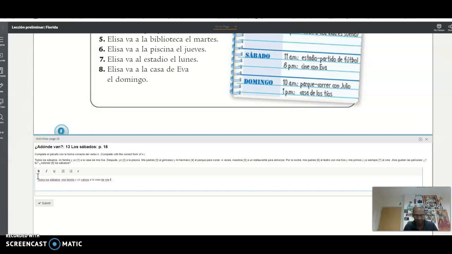Tíos tiene acento en la I. Accent on the I. Period. And then you do the next one and so on and so forth. You make sure that you put the correct form of the verb, and then when you're done, you submit it. Okay? So that is that for that activity.